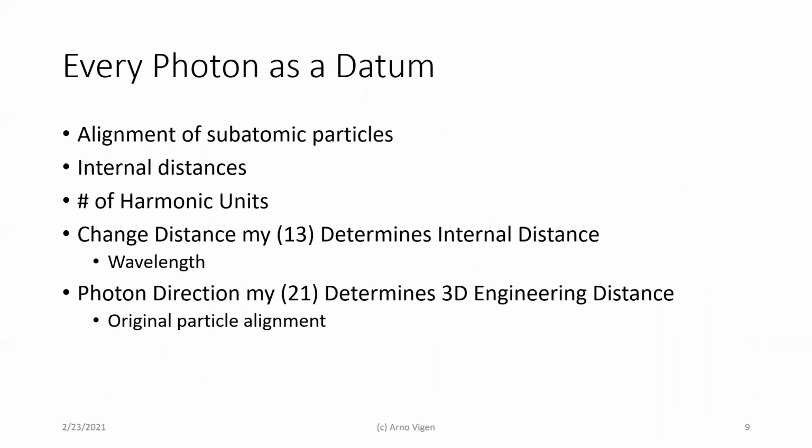It tells us the alignment of the subatomic particles that created it. It tells you specifically, I can calculate their internal distance. It can tell you how many harmonic units are in that system because that's what generates the quantum rotation rate. And by the change in direction, it determines the initial distance. By the change of direction, it determines where they are, the particle alignment.